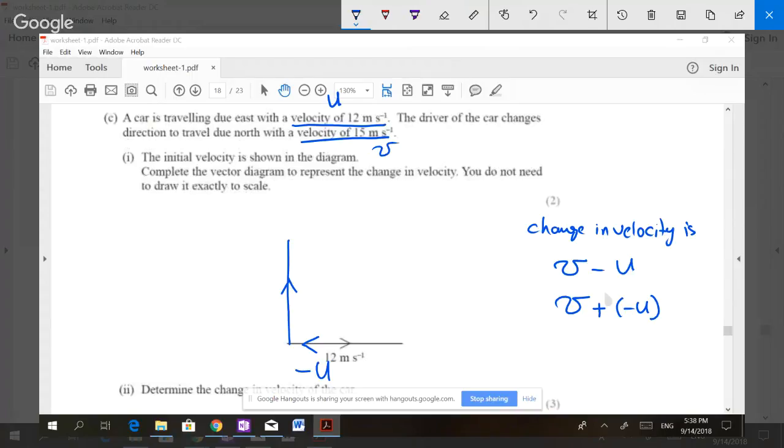Geometrically. Then the resultant will be from where? From the tail of the first one to the head of what? Of the last one. This is the resultant. So this is v plus minus u, or v minus u.